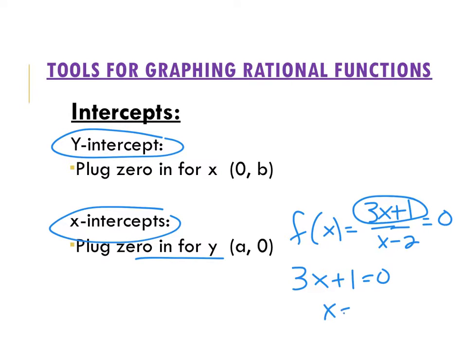In this case, I get x equals negative 1/3. Remember, for an x-intercept, the y-coordinate's always 0. So as my point, the x-intercept for this function would be negative 1/3, 0.